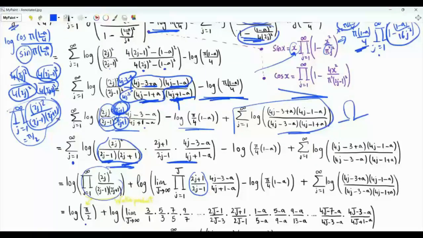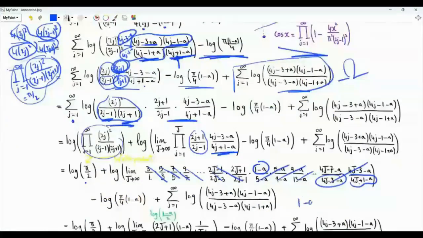When small j is equal to big J, then we get 2 big J plus 1 over 2 big J minus 1. We have cancellations. The surviving term is 2 big J plus 1. We also have this ratio here. This is 1 minus a over 5 minus a times 5 minus a over 9 minus a times 9 minus a over 13 minus a. We also have cancellations. The last ratio is 4 big J minus 3 minus a, which goes away with this term here. And downstairs, we get 4 big J plus 1 minus a. The surviving terms are this 1 minus a and this 4 big J plus 1 minus a.